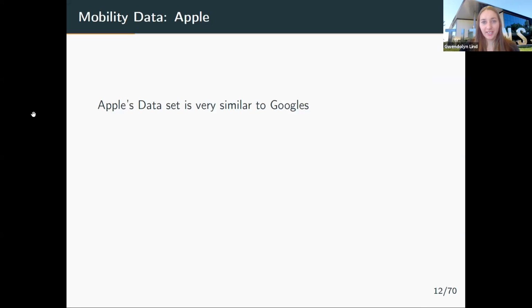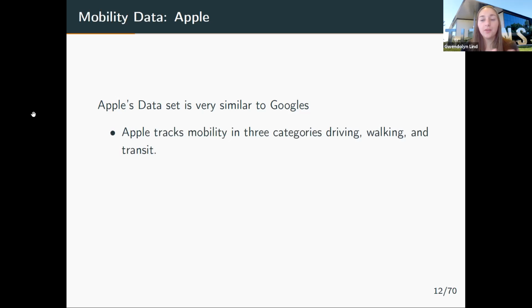So second, Apple data. The Apple mobility data is very similar to the way that Google data works, but instead of using Google locations, they use Google Maps. So how do they track them? Apple tracks transportation of all types, such as driving, walking, and transit. And how is it collected? The data is collected when someone puts in a request, such as asking for navigational directions.